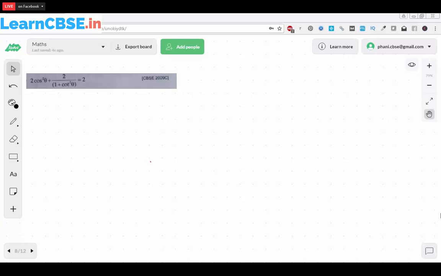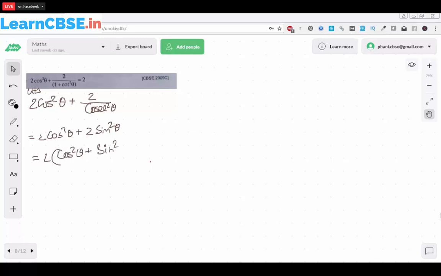First of all, we will put the value of 1 plus cot square theta. Taking the left hand side, 2 cos square theta plus 2 by (1 plus cot square theta). 1 plus cot square theta means cosec square theta. So 2 cos square theta plus 2 by cosec square theta, and the reciprocal of cosec gives sine square theta. Now take 2 common: cos square theta plus sine square theta, which is 1, so 2 times 1 gives 2. This is the first question where we can use the trigonometrical identities to solve it.